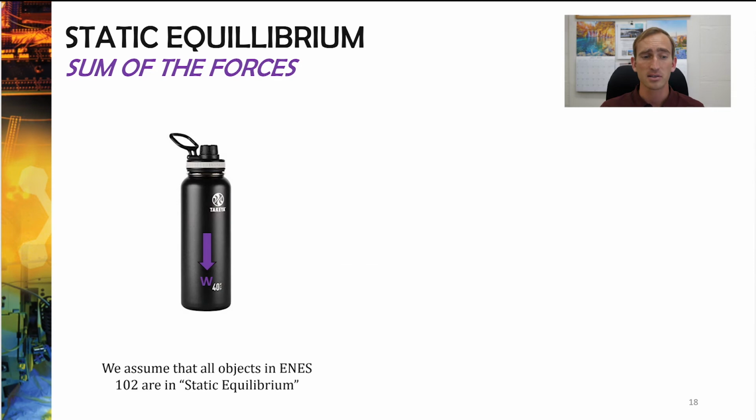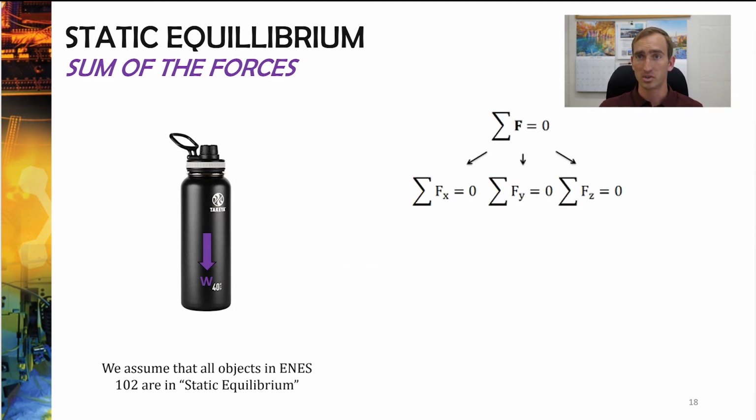So if that's the case, essentially what we're going to be doing is taking the sum of the forces, Newton's second law, F equals ma. And as I said before, we're disregarding the acceleration. The acceleration in ENES 102 is always 0. Woohoo! So, if that's true, the sum of the forces in the x, the y, and the z direction are all going to be 0.